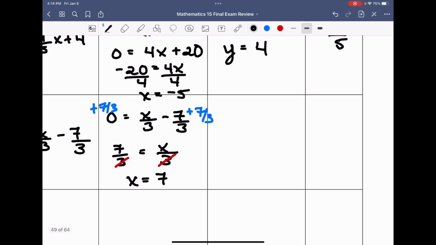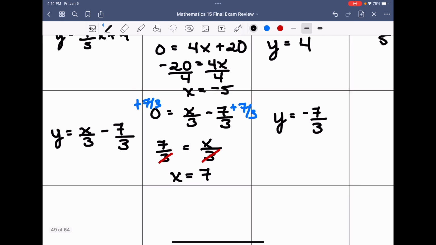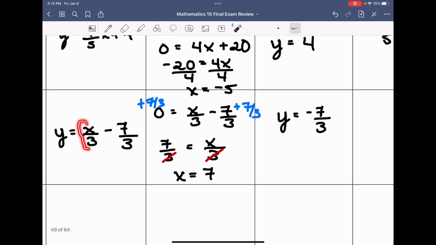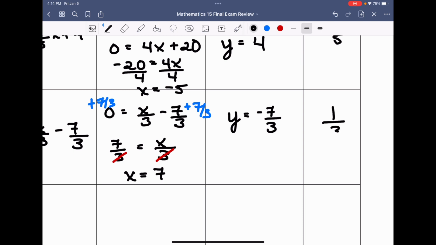Our b value is our y-intercept. Our b value was actually this part here. It's the negative 7 over 3. Therefore, the y-intercept is negative 7 over 3. What was our slope? It was the coefficient of the x term, 1 over 3. Because technically, I could write a 1 here if I really wanted to. So it is equal to 1 over 3 and positive.